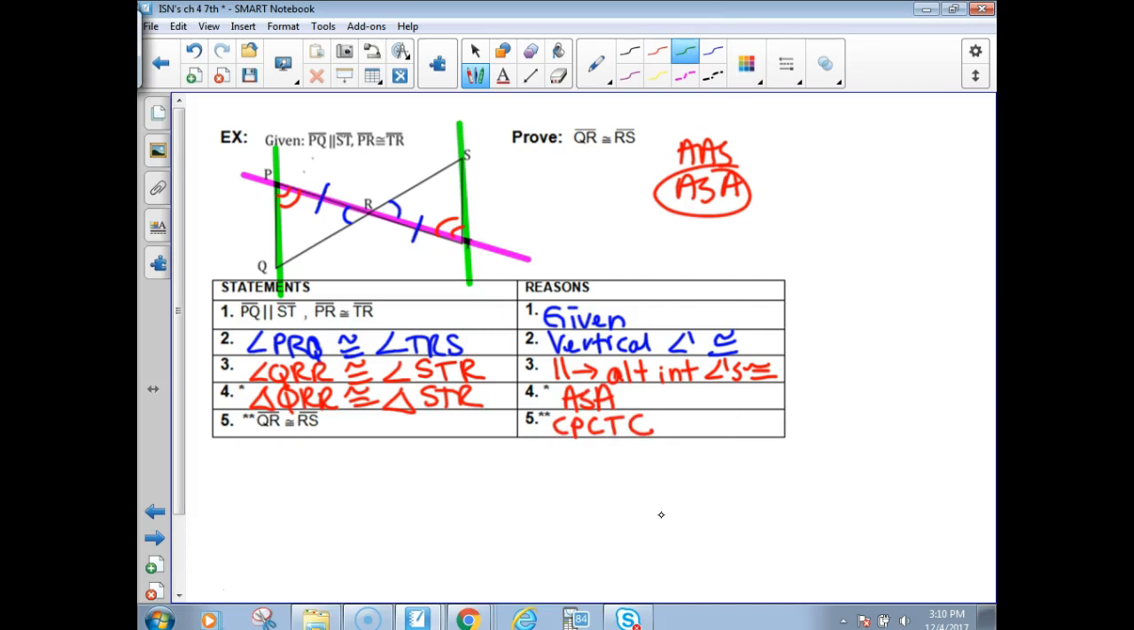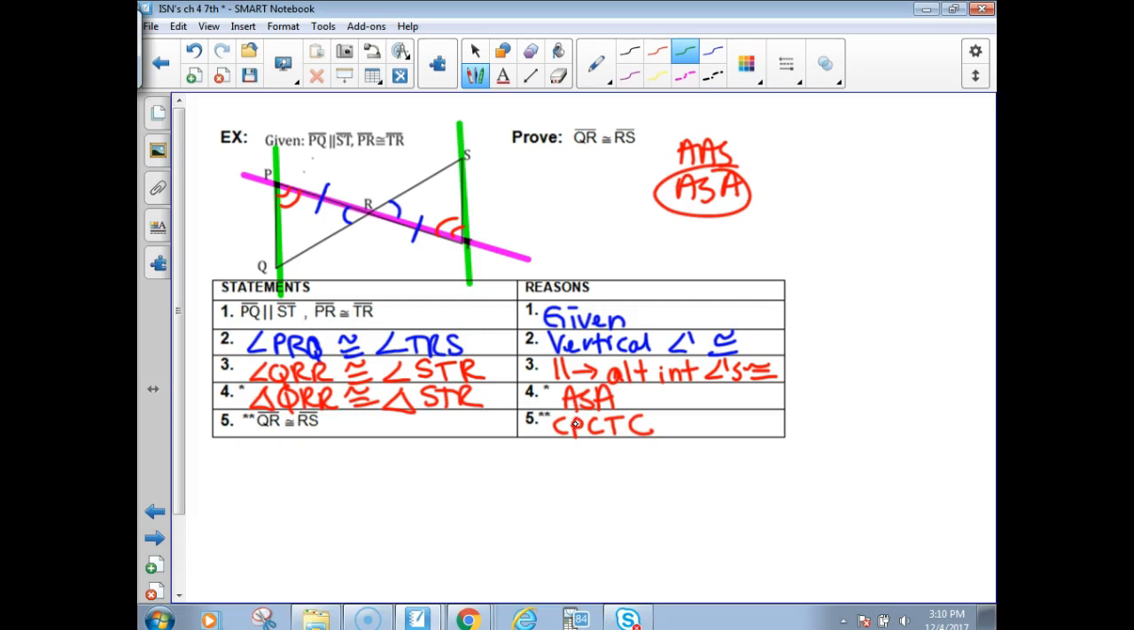Yep. What were you going to say, Kenny? You did this one? Okay, so if you did PQR congruent to TSR, that's a good way to do the problem. But your reason for here is going to be AAS. Okay? You can do it that way.